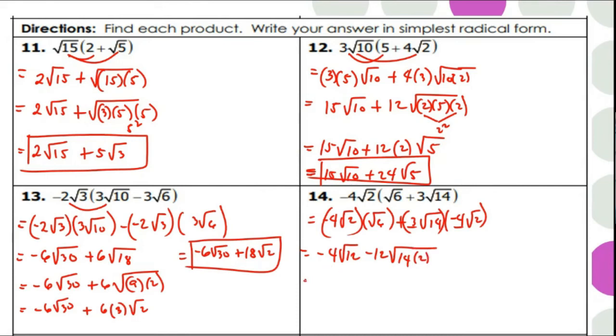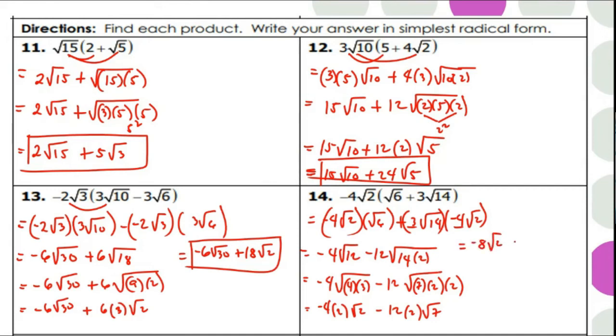So let us now simplify the radicals. 12 is 4 times 3, and 14 is 7 times 2, times 2. So in this case, negative 4, the square root of 4 here will be equal to 2, square root of 3, minus 12. 2 times 2 will be 2 square root of 7. The square root of 2 times 2 or square root of 4 is 2. So simplifying, you will lead to negative 8 square root of 3 minus 24 square root of 7. And this will be our final answer.